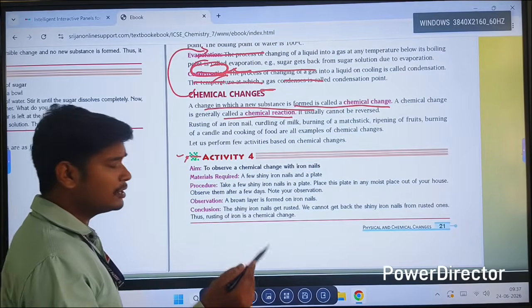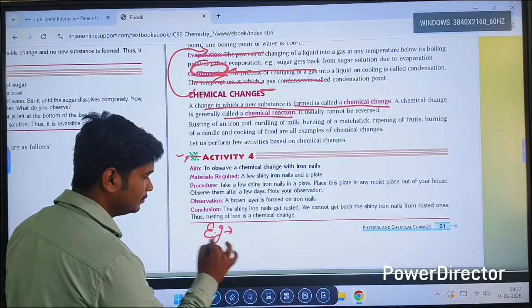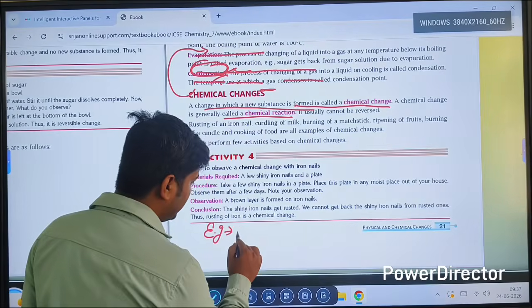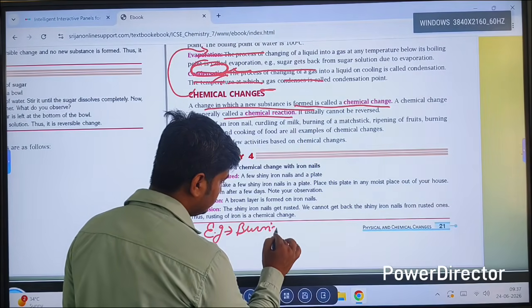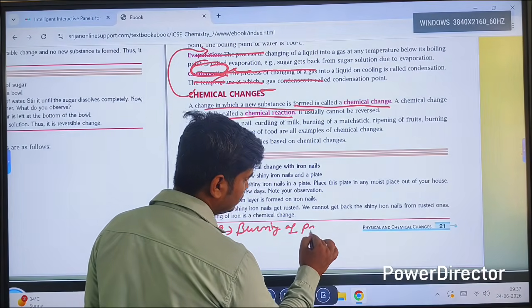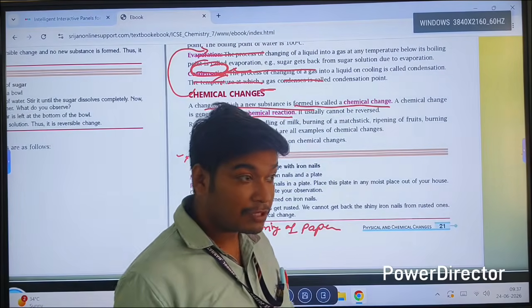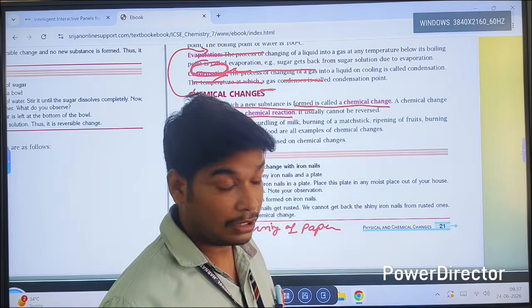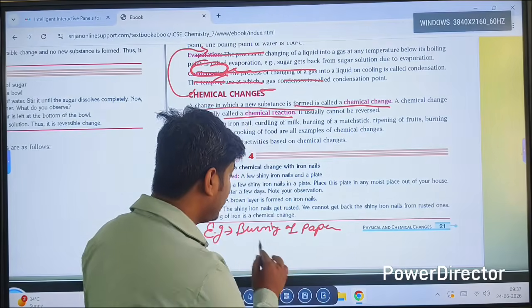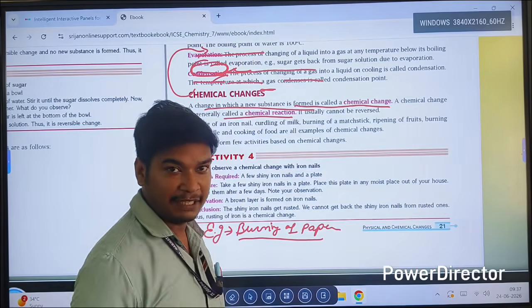Now, suppose I am going to take some example. Burning of paper. After burning of a paper, what you will get? A new substance you will get, that is ash. Okay, so burning of paper is a chemical change.